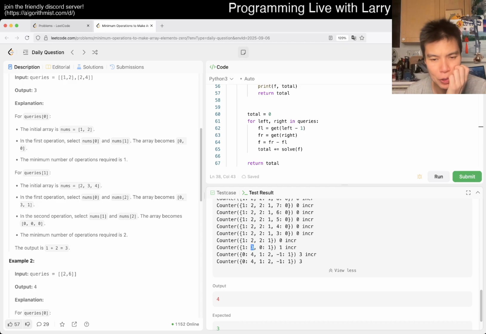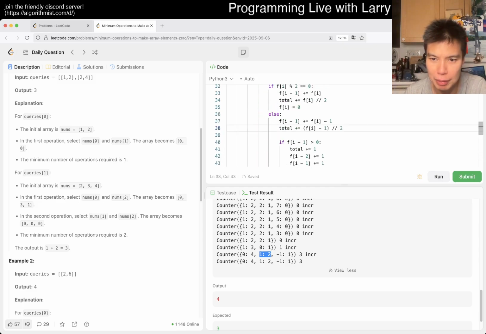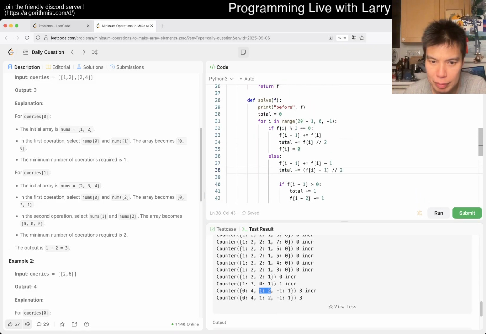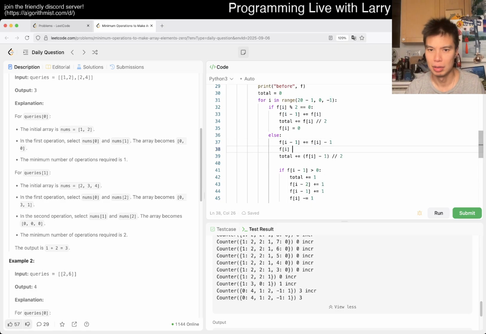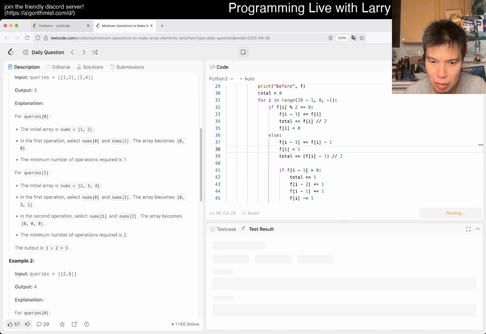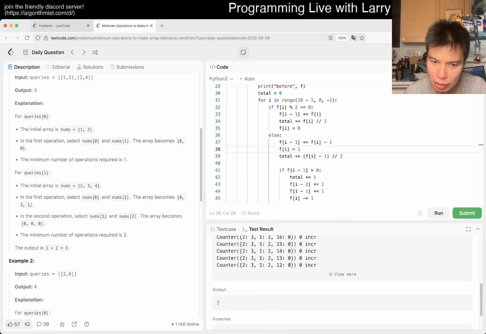Why is this a 2? Did I mess up the math? Maybe I just didn't mess up the math. Okay, so it's odd number. We have 3. So we move 2 of them to 0. Oh, I just didn't subtract this. Huh. Oh, just set this to 1, I guess. Okay, so now it fixes that one.